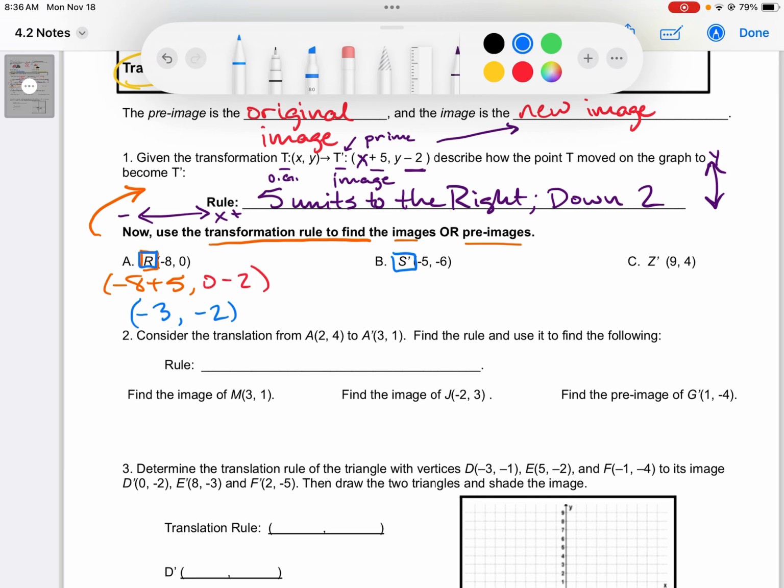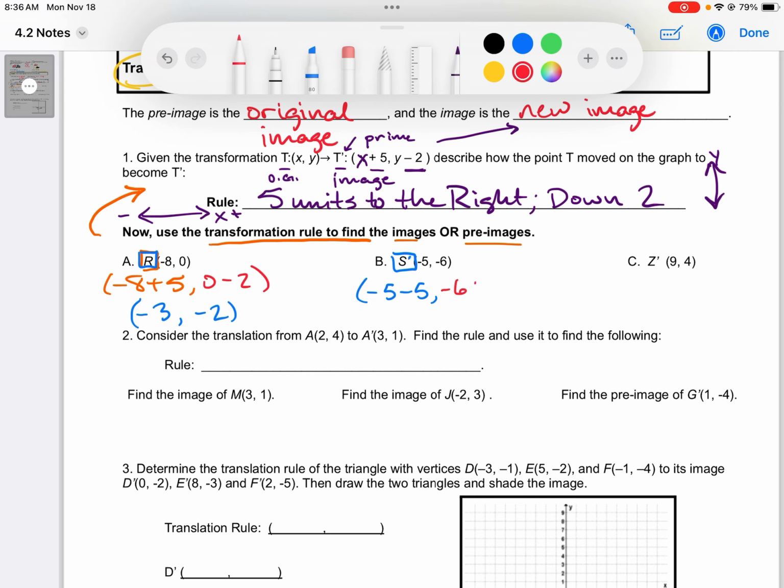Now, where this can get a little more confusing is where you have the image, the new image, the post image, when we have the little apostrophe right there. So this has already had the transformation applied. So for this one, we're just going to be working backwards. We're going to say if we ended up at -5 and we got there by adding 5, now we're going to do the opposite. We're going to take away 5. We're going to do the opposite of what we originally did.